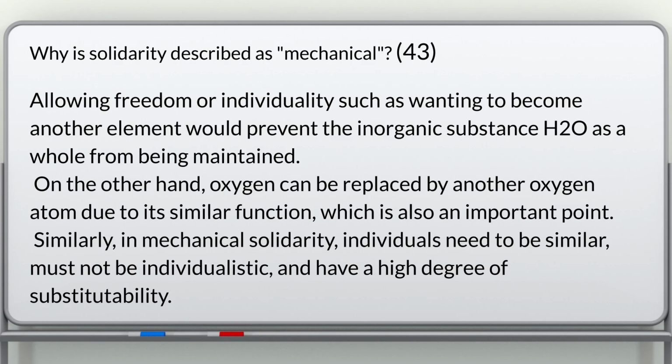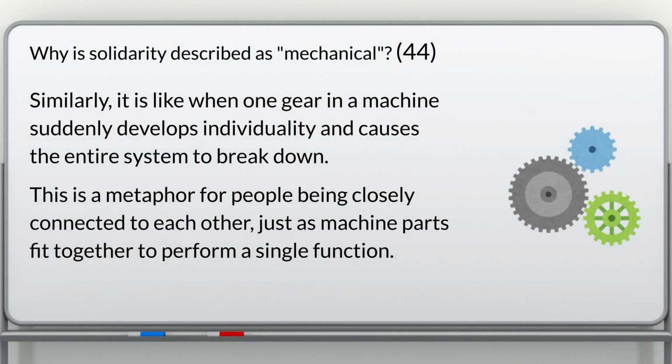Allowing freedom or individuality such as wanting to become another element would prevent the inorganic substance H2O as a whole from being maintained. On the other hand, oxygen can be replaced by another oxygen atom due to its similar function, which is also an important point. Similarly, in mechanical solidarity, individuals need to be similar, must not be individualistic, and have a high degree of substitutability. Similarly, it is like when one gear in a machine suddenly develops individuality and causes the entire system to break down.